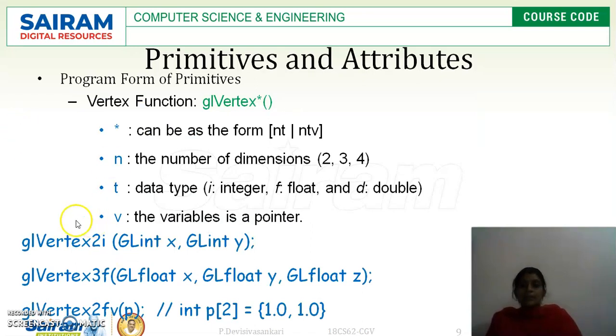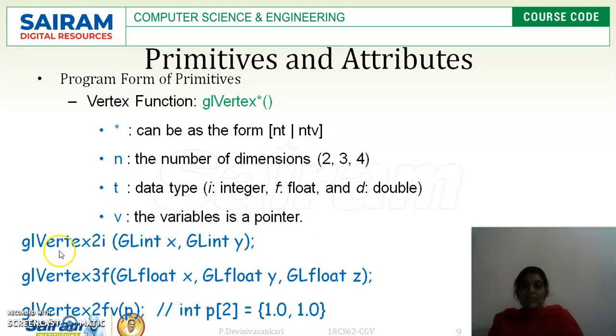Okay, and see, this is the vertex function, glVertex*. So this asterisk can be of the form nT or nTv. n means the number of dimensions and T is nothing but the data type, and v is nothing but the variable. So the variable can be a pointer also.